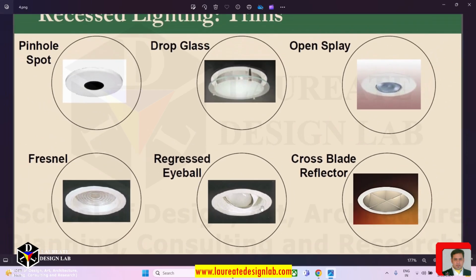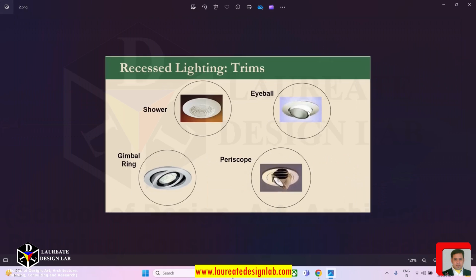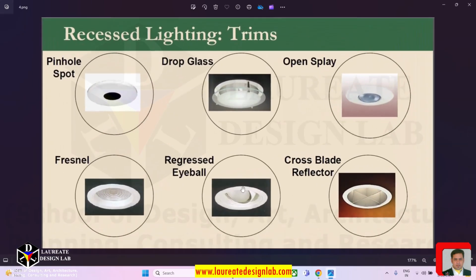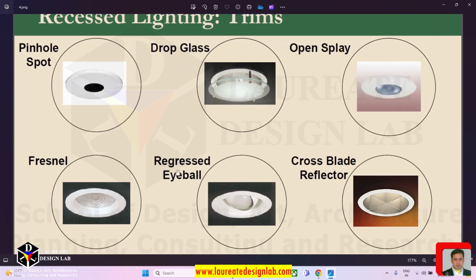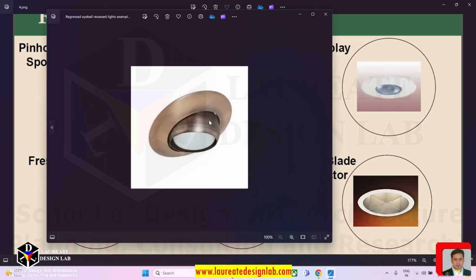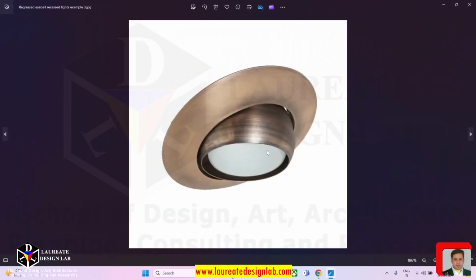Now we'll move to regressed eyeball, which I have shown you. Regressed eyeball remains inside. It doesn't come out of the surface of the ceiling. Almost it doesn't come out. This is regressed eyeball. But this normal eyeball comes out, pops out. But this doesn't come out or pop out. Already I have shown you regressed eyeball. If you want to see it again, you can. See, it is coming out. So this will be called regressed or normal eyeball.